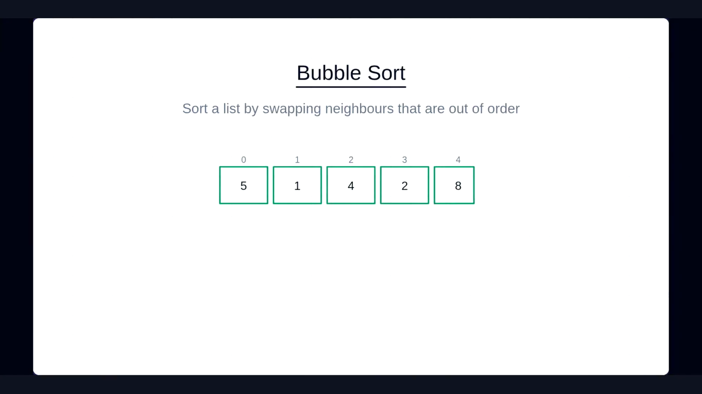Let's sort a list of numbers from smallest to largest. Here we have 5, 1, 4, 2, and 8. We want them to come out as 1, 2, 4, 5, 8. Bubble sort is the gentlest way to get there. We only ever look at two neighbors at a time and ask a single question. Are these two in the wrong order?